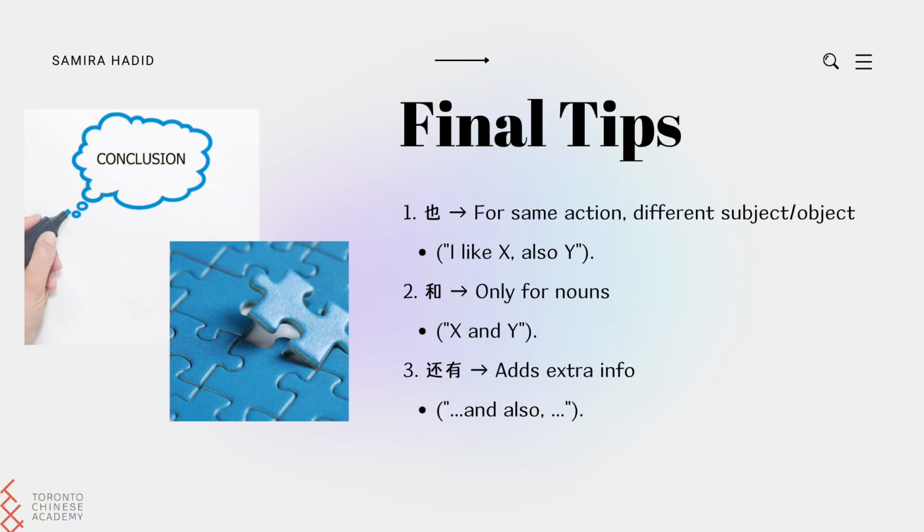Here are some final tips to remember. 也 is used when there is the same action used for different subjects or objects. For example, when you want to say, I like X, also Y. 和 is used only for nouns. For example, you would use it when you want to say X and Y. Lastly, 还有 is used to add extra information. It's used when you want to say something like something and also something else.